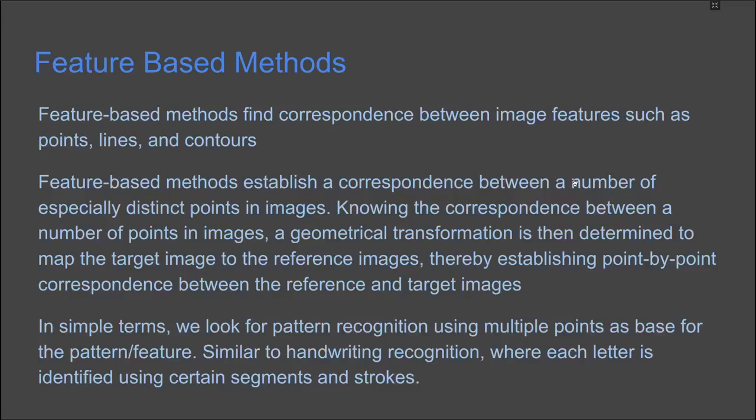Now, we'll take a brief look at feature-based methods. Feature-based methods find correspondence between image features such as points, lines, and contours. Feature-based methods establish a correspondence between a number of especially distinct points in images. Knowing the correspondence between the points in the images, a geometrical transformation is then determined to map the target image to the reference image, thereby establishing point-by-point correspondence between the reference and target images.